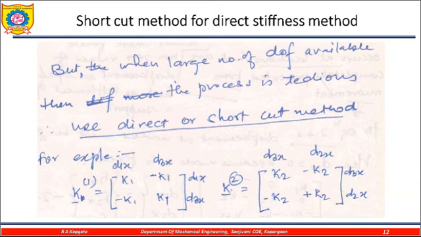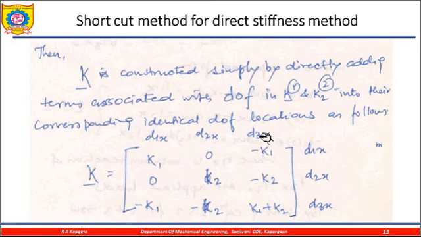Now we use a shortcut method, writing this directly. Instead of going through that process, you can directly write d1, d2, d3, d1, d2, d3, and accordingly write the values and put in the addition. Then automatically you get the result, instead of adding a lot of terms. So this is again the very shortcut method to assemble the global stiffness matrix.